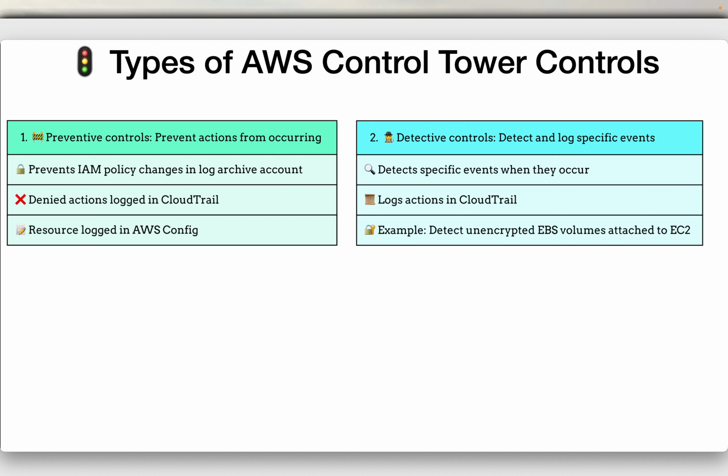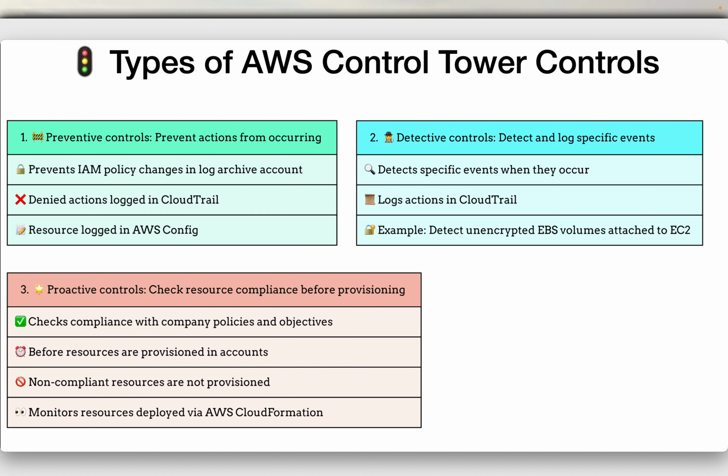Second, detective controls detect specific events when they occur and log the action in CloudTrail. For example, the strongly recommended control called detect whether encryption is enabled for Amazon EBS volumes attached to Amazon EC2 instances. So this is the name of the rule. It detects whether an unencrypted Amazon EBS volume is attached to an EC2 instance in your landing zone.